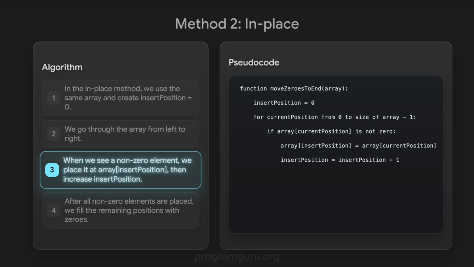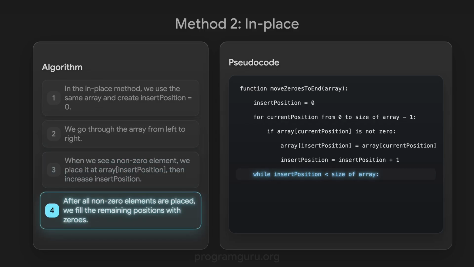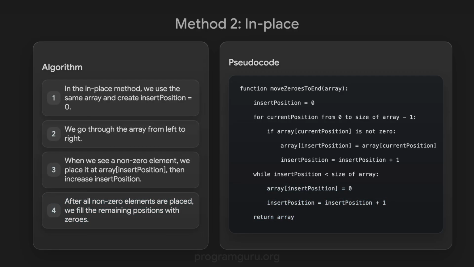Step 4. Now we need to fill the remaining positions with zeros, so we write a while loop. While insertPosition is less than the size of the array, we place 0 at insertPosition. Then we increase insertPosition by 1. Finally, we return the same array. So this is the complete pseudocode for the inPlace method.